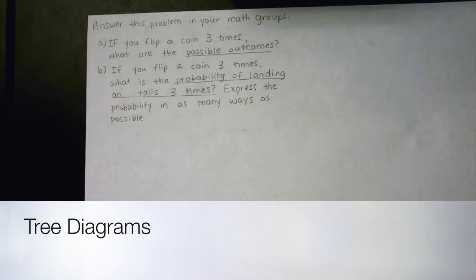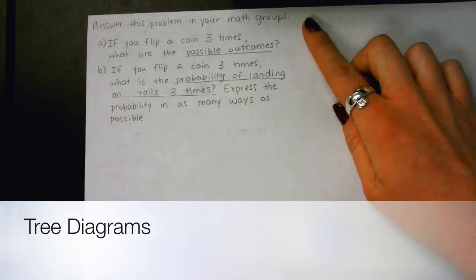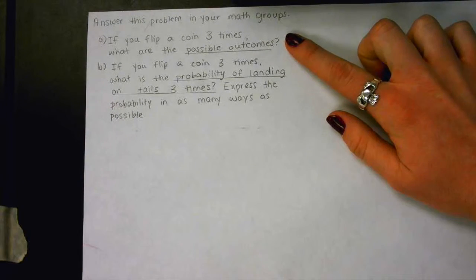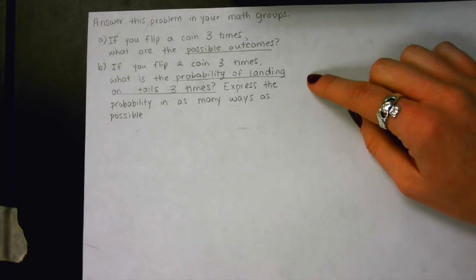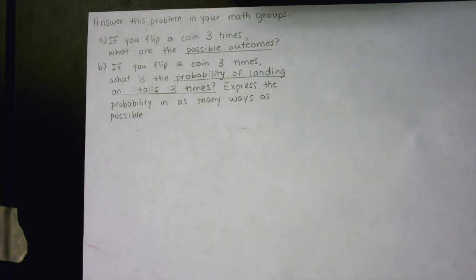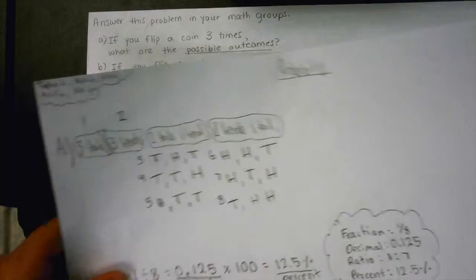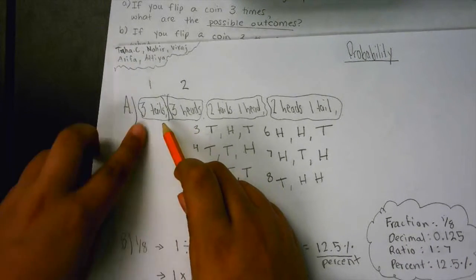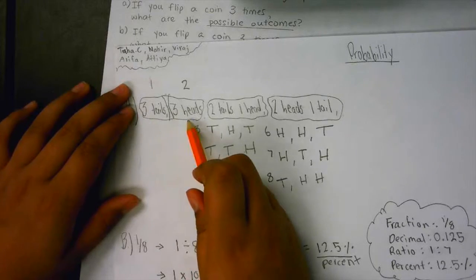So the question was to answer this problem. If you flip a coin 3 times, what are the possible outcomes? And for part 2, what is the probability of landing on tails 3 times? So over here, the first one would be 3 tails, 3 heads.